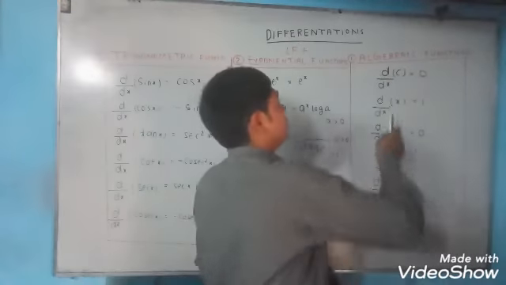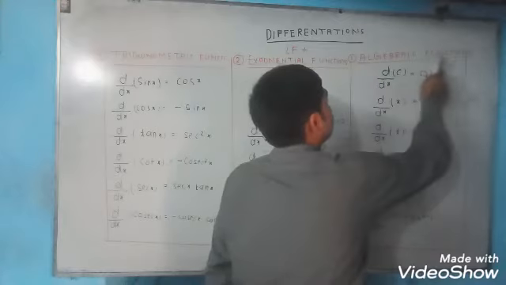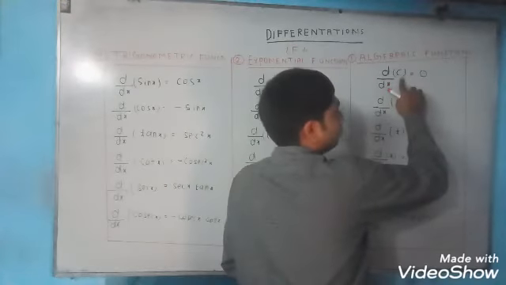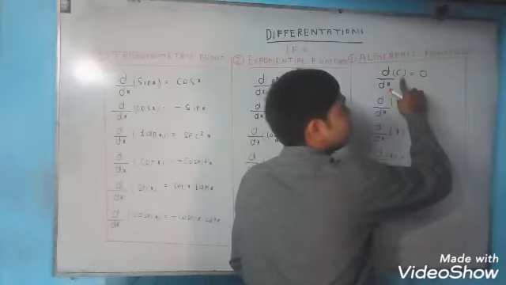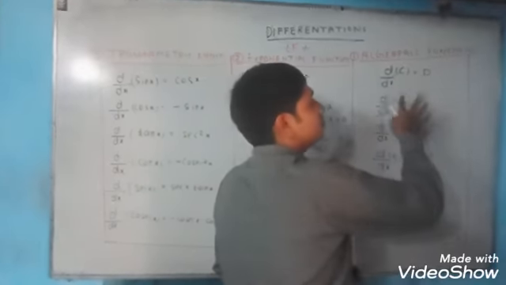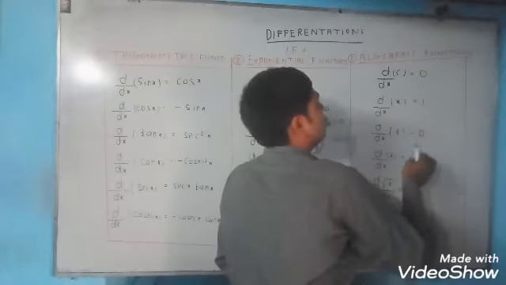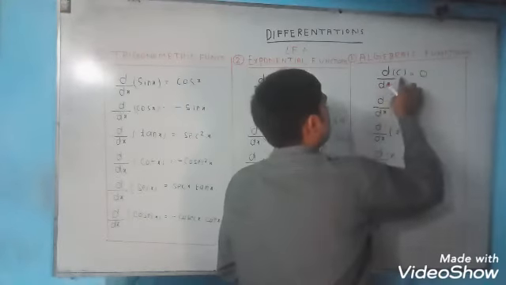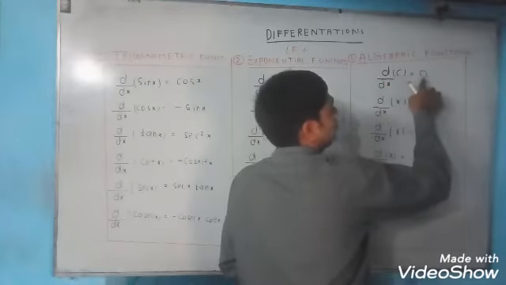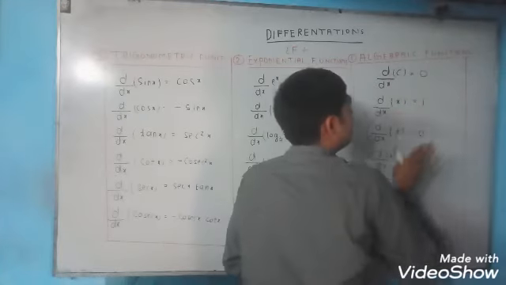So first, the formula of algebraic function. Here is the algebraic function, and C represents a constant term like 1, 2, 3, 4. Constant terms mean that when we operate any mathematical operation, they do not change. So differentiation of a constant term is always 0. We can say differentiation of 1 equals 0, differentiation of 2 is also 0, differentiation of 3 is also 0.